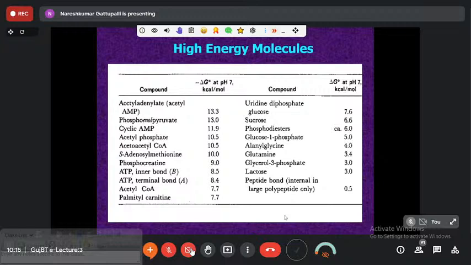But interestingly, although ATP is the most used high energy molecule in the cell, it is not the one which has the highest energy. There are so many other molecules with equivalent or even higher energy states, but ATP is chosen for this. That is a mystery for us, the biochemical mystery.